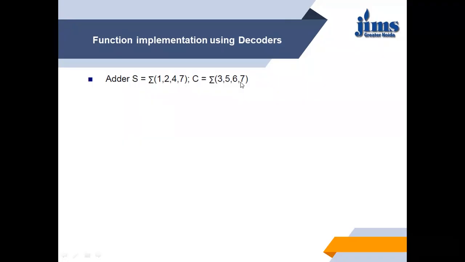When you look into the truth table of the full adder, then sum will come 1, 2, 4, 7 and carry will come at 3, 5, 6, 7. These are the minterms in the truth table. So we can directly implement these sum and carry with the help of, as input is 3, because it is going up to 8. So for a full adder, input will be 3. So we can use a 3:8 decoder to implement the Boolean function, and the circuit will be like this.